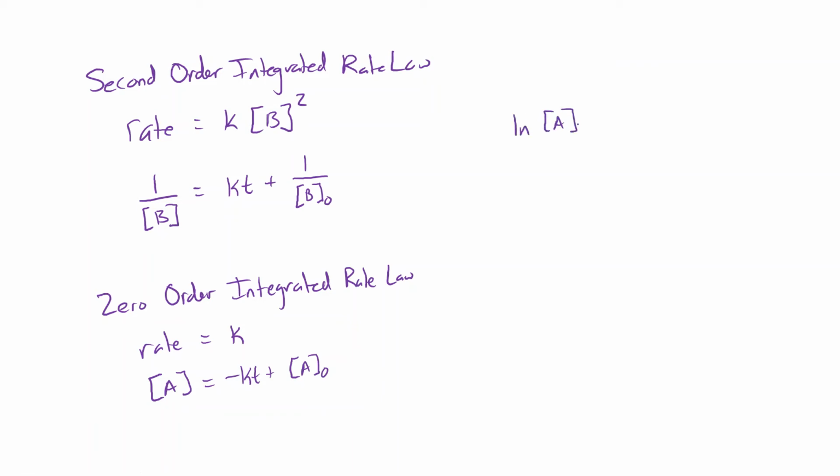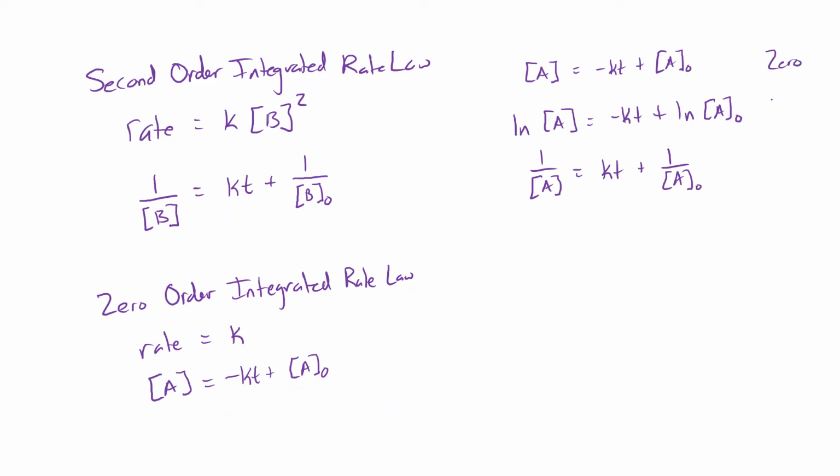Okay, so here's our first order rate law. Here's our second order rate law. And here's our zero order rate law. So this is zero, first order, and second order. What you notice about all of these equations is that there's a lot of similarities. I shouldn't say they're basically the same, because they're not. But notice that all of these equations are linear equations.